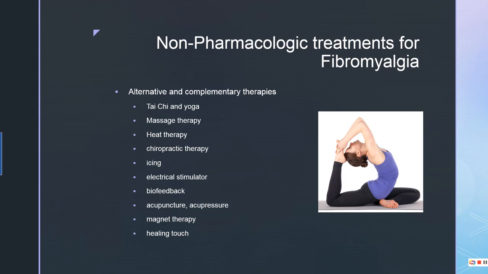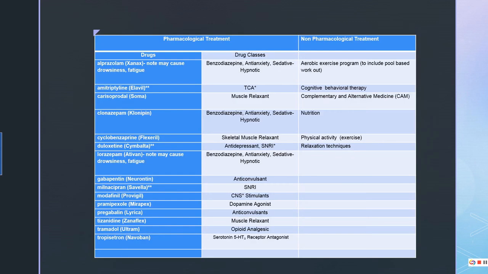Alternative and complementary therapies that participants in the Hughes 2002 study used were massage therapy, heat therapy, chiropractic therapy, icing, electrical stimulator, biofeedback, acupuncture, acupressure, magnet therapy, and healing touch. Many of the non-pharmacological therapies are not covered by insurance companies, nor have been researched widely. Table 1 lists the pharmacological and non-pharmacological treatment recommended to patients with fibromyalgia.